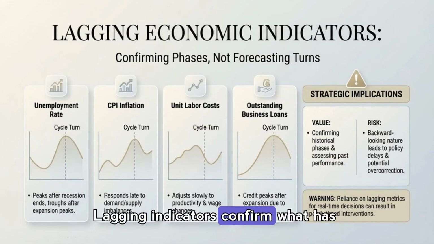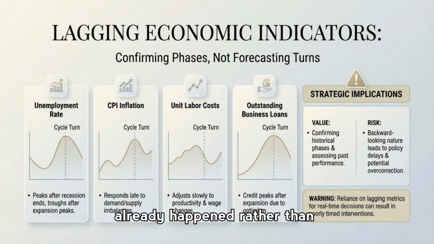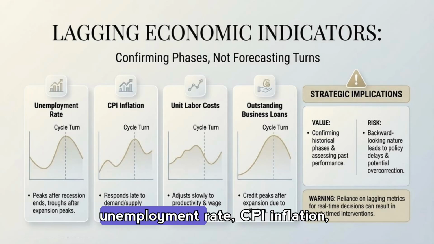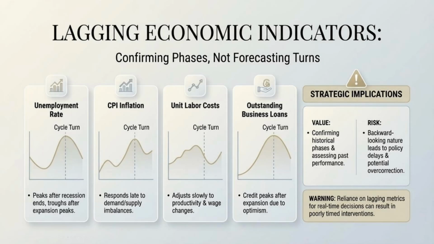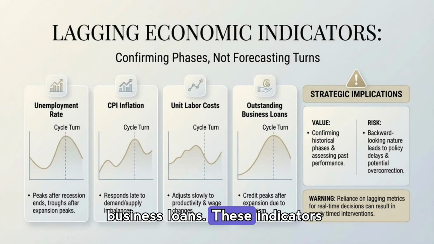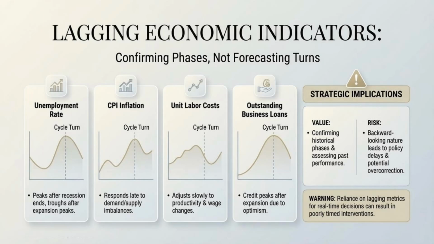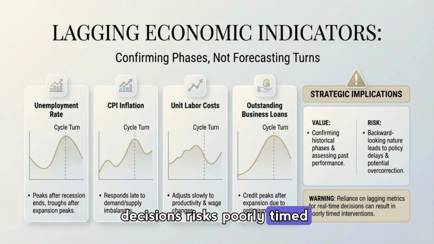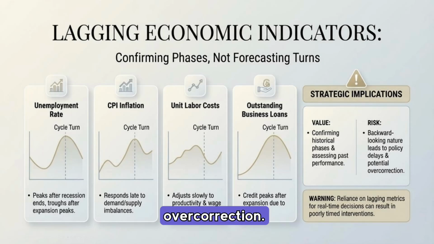Lagging indicators confirm what has already happened, rather than predict turns, examples being the unemployment rate, CPI inflation, unit labor costs, and outstanding business loans. These indicators respond late to changing conditions, so while they're valuable for assessing recent performance, relying on them for real-time policy decisions risks poorly timed interventions and potential overcorrection.